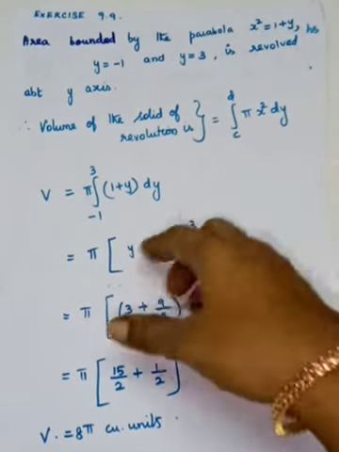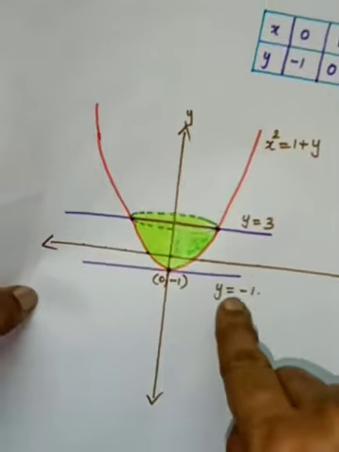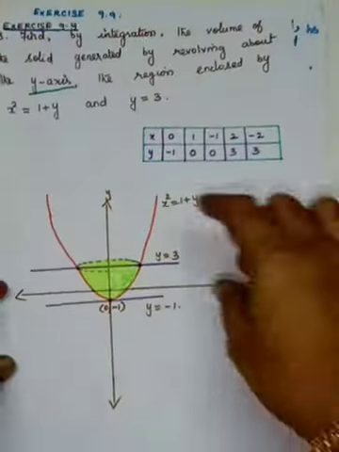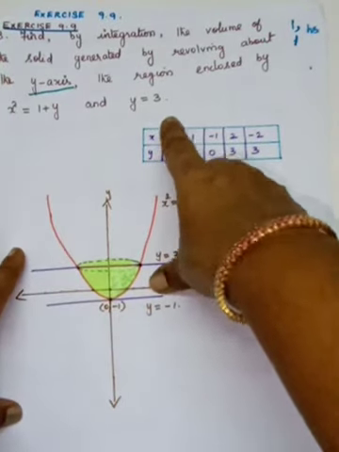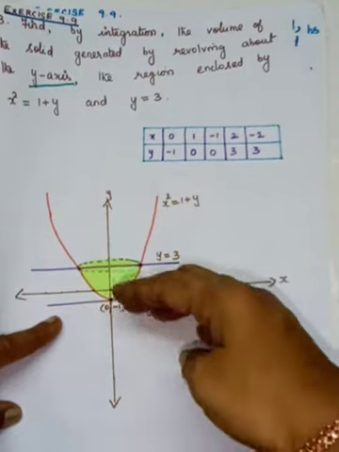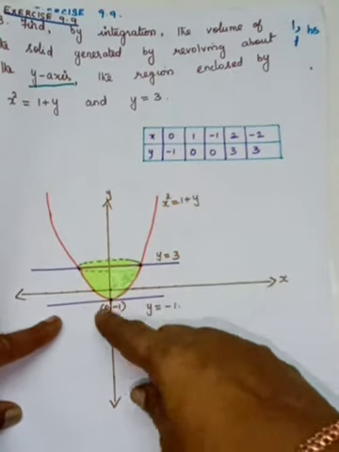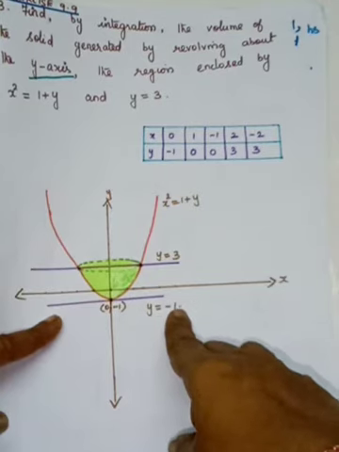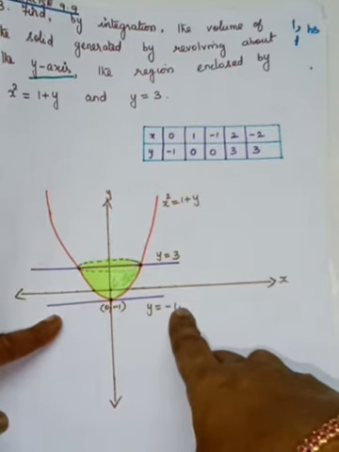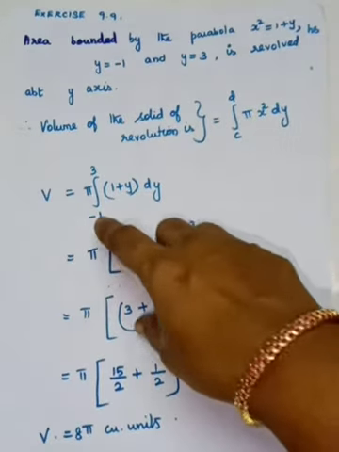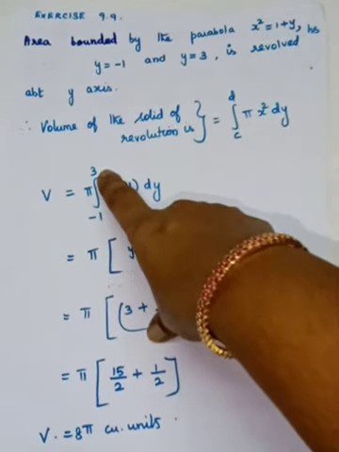So see the limit, it varies from y is equal to minus 1 to y is equal to 3. Only y is equal to 3 is given in the problem, so you have to take the lower limit. It is the lowest point, so through this point we have to draw the line, whose equation is y is equal to minus 1. So therefore y is equal to minus 1 to y is equal to 3. Okay, so the lower limit is minus 1, upper limit is 3.